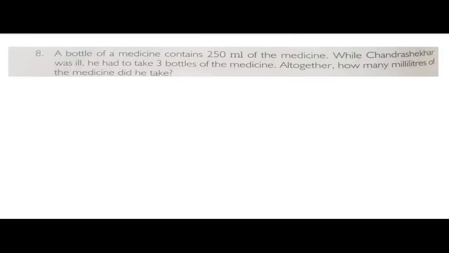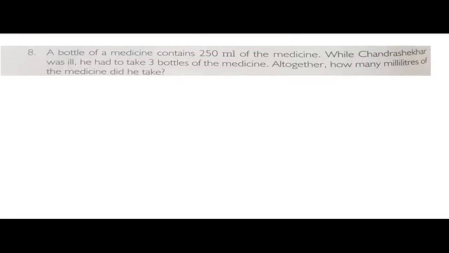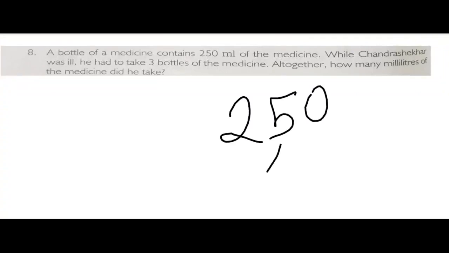Now let us move to number 8. Number 8 will be a home assignment. It is also very easy. A bottle of medicine contains 250 milliliters of the medicine. While Chandrasekhar was ill, he had to take 3 bottles of the medicine. Same as number 7. Altogether, how many milliliters of medicine does he take? The capacity of a bottle of medicine is given and Chandrasekhar has taken 3 bottles of medicine. So you will just write the statement and multiply 250 with 3. So you will get the answer. Okay, children? We will try to solve this sum number 8 in the class also.